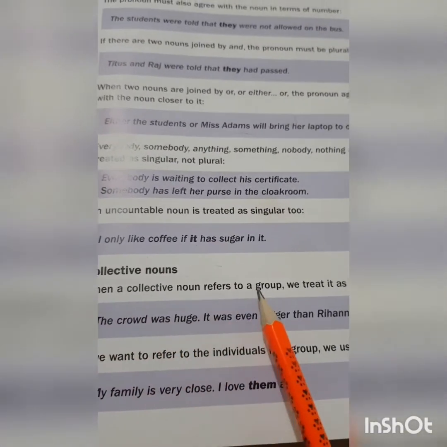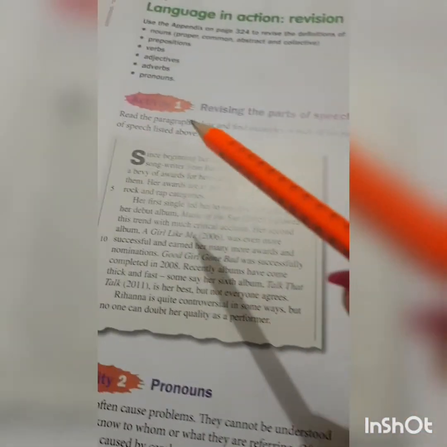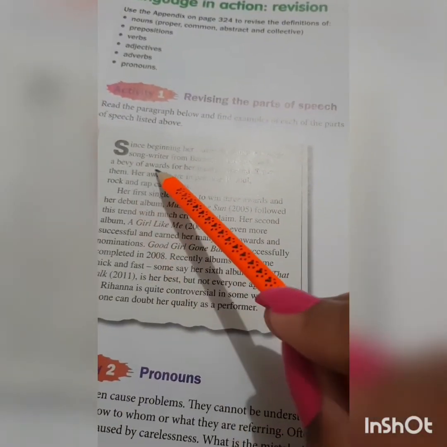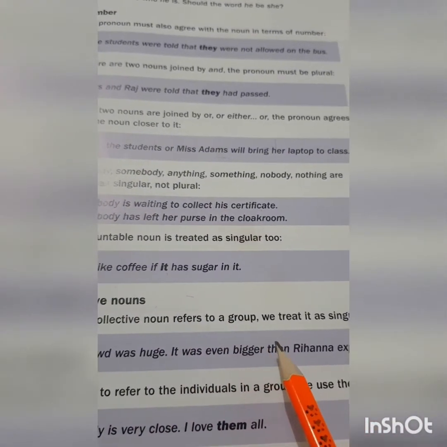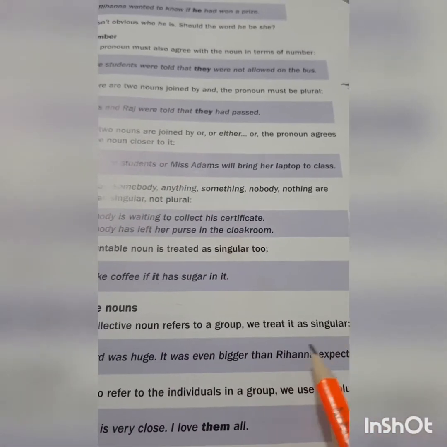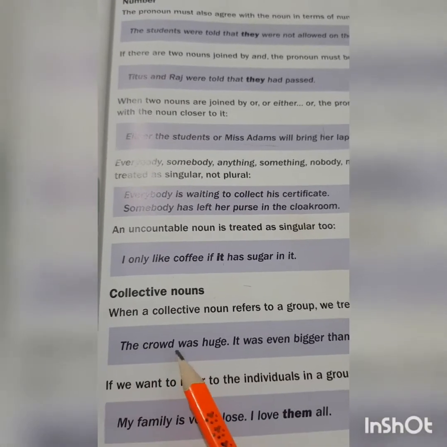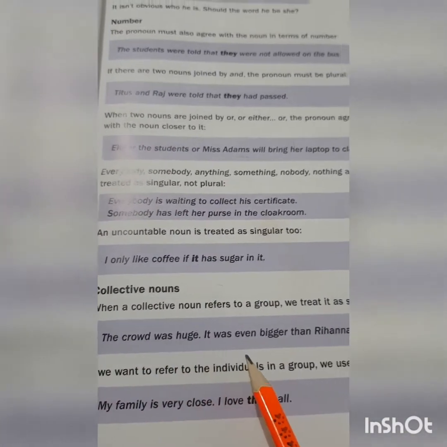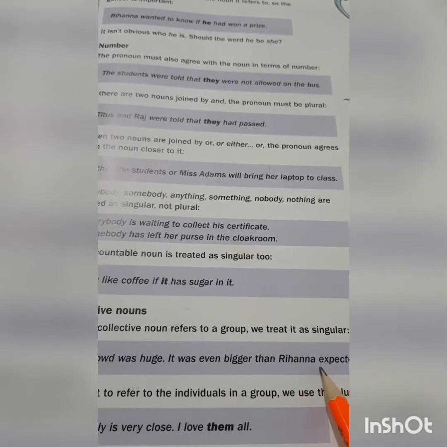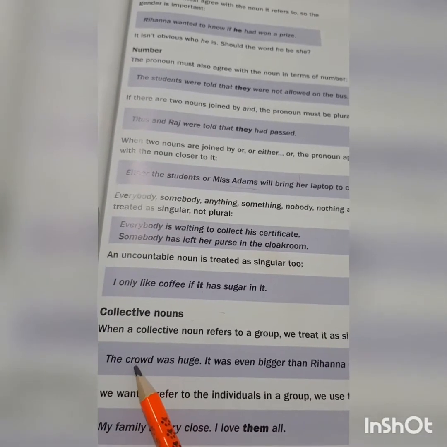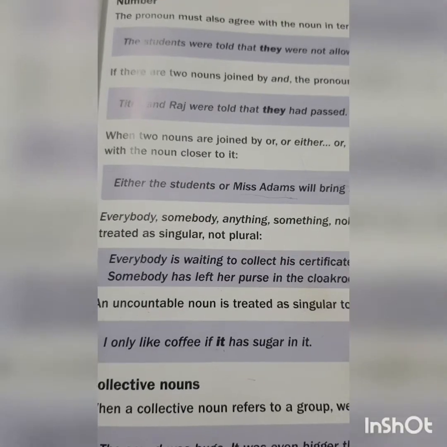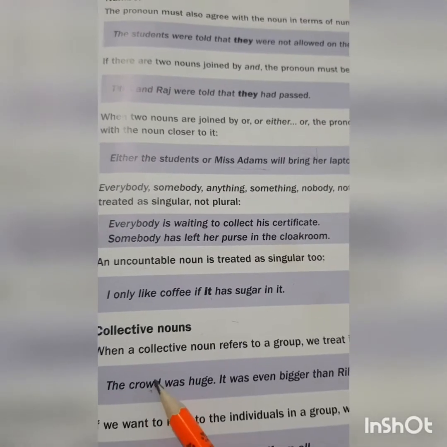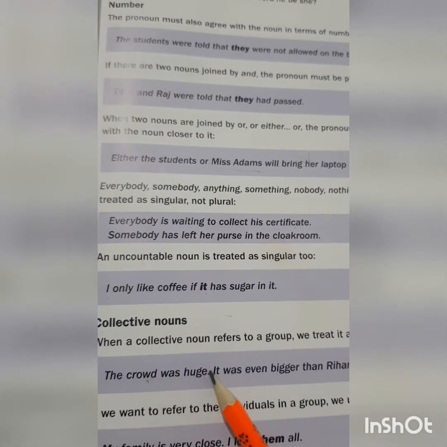Collective nouns now. When a collective noun, like bevy, remember we did bevy of awards, right, for groups. So collective nouns refer to groups, right? And we treat it as singular. So the crowd was huge. It was even bigger than Rihanna expected. The crowd, the collective noun, is treated as one crowd. It.